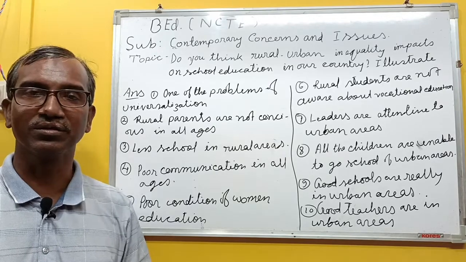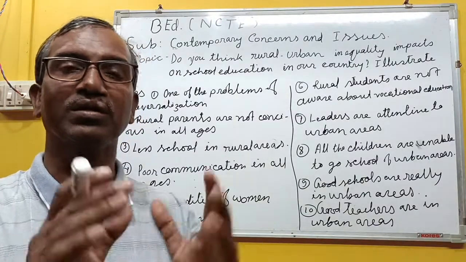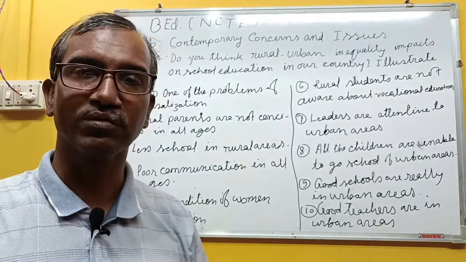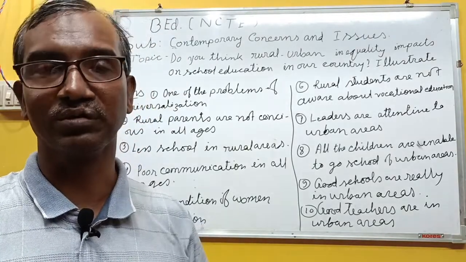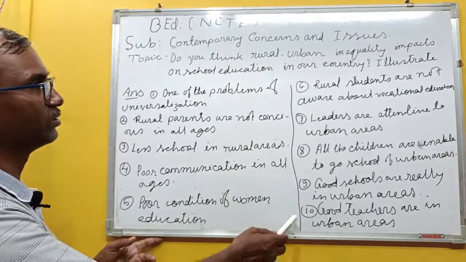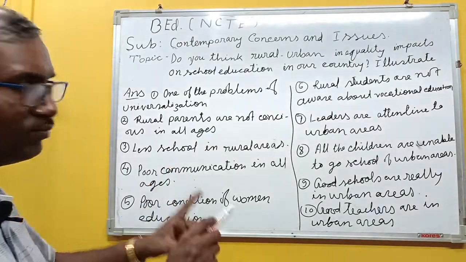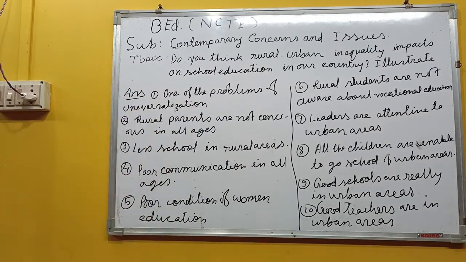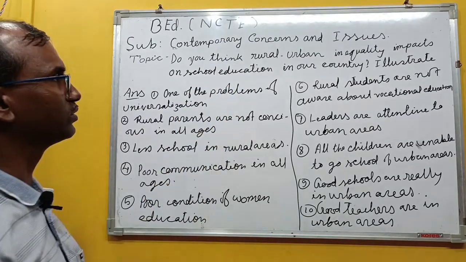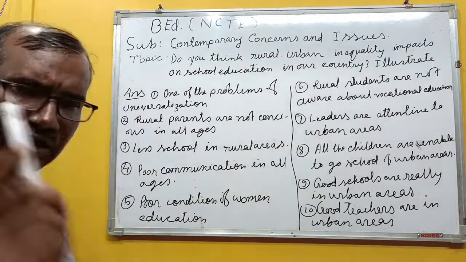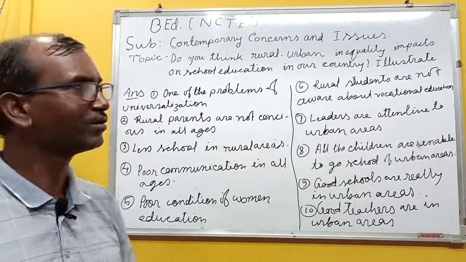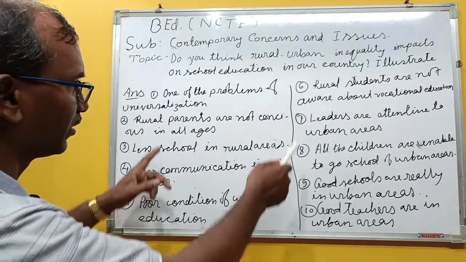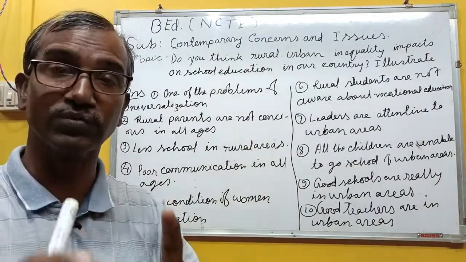If villages are neglected, then the education system is ultimately neglected. We cannot go upward. We cannot go forward. When village people are poor, we cannot say that we are rich. So there are a number of logics, all these points which reveal, which reflect, which say definitely that rural-urban inequality impacts the education system in our country. Do you think so? Yes, I think so. You should think that rural-urban inequalities impact the education system of our country, and all these are logic or arguments in favor of your thinking.